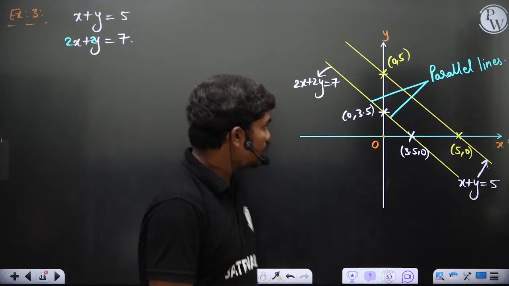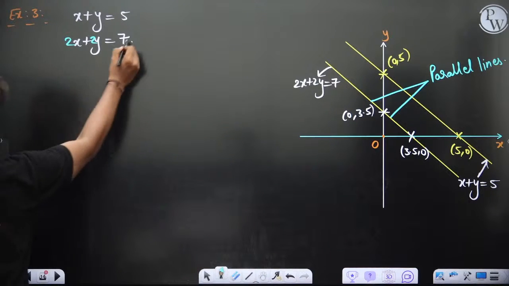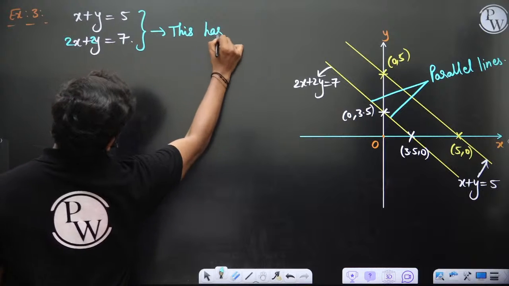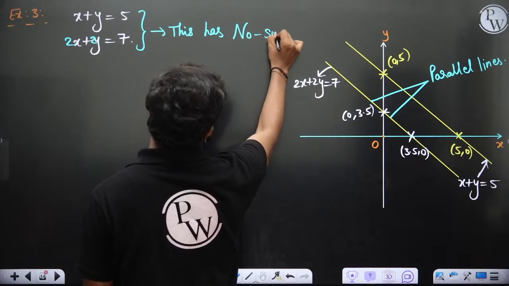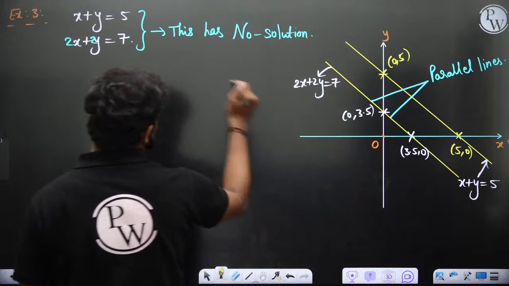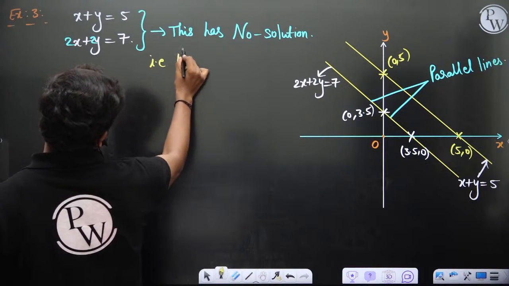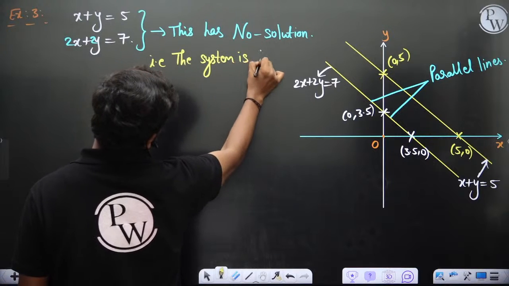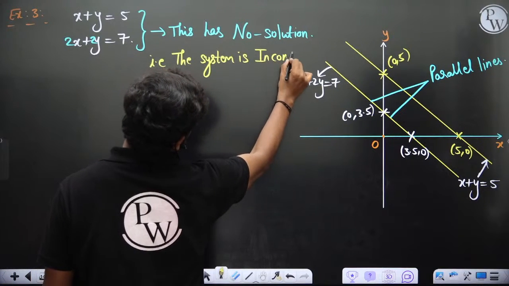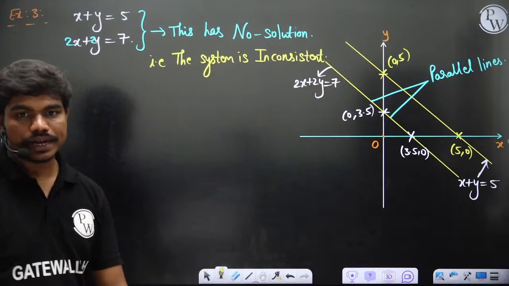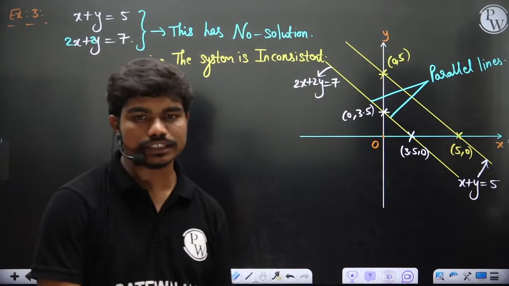So clearly you can see, since this has no solution, that is, the system is inconsistent. The system is inconsistent. So it doesn't have a solution, of course. Yeah, 2. It has 0 solutions.